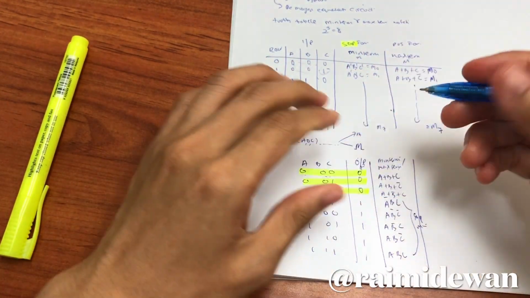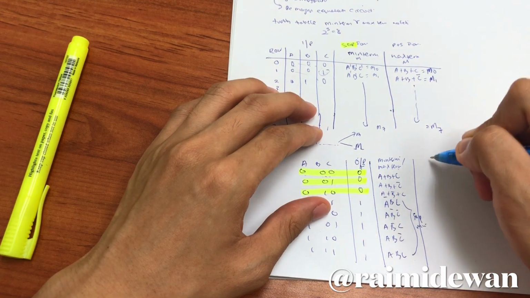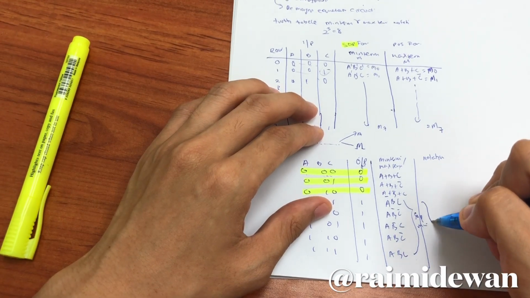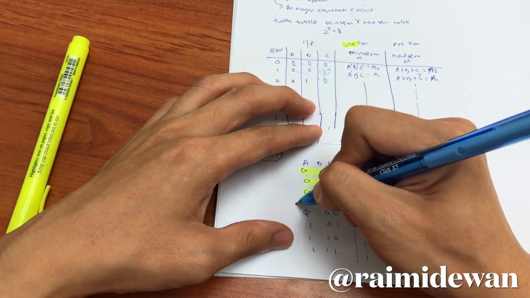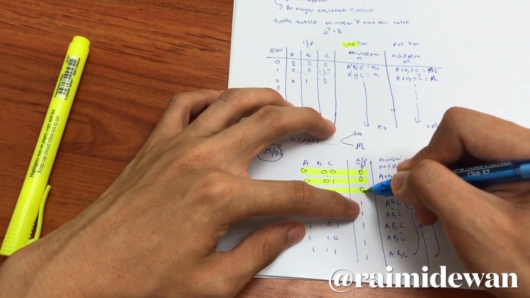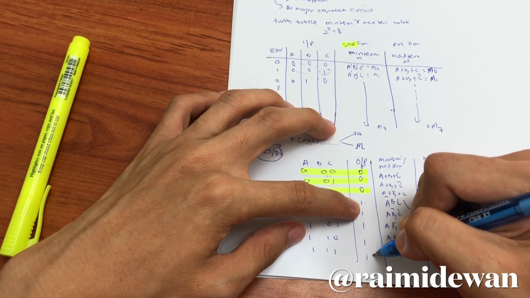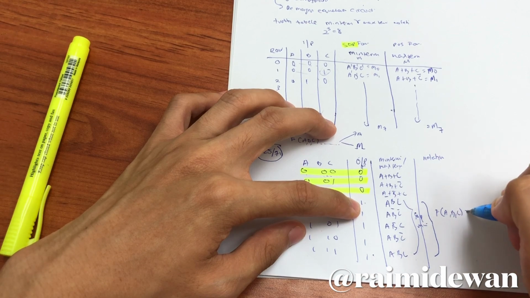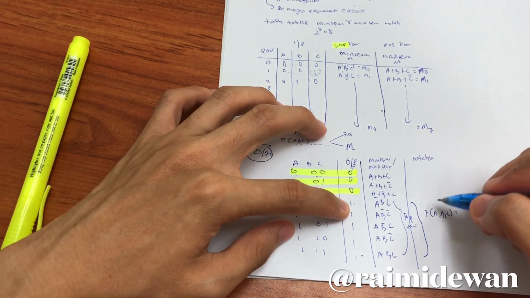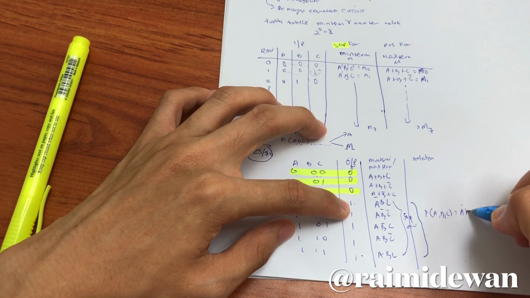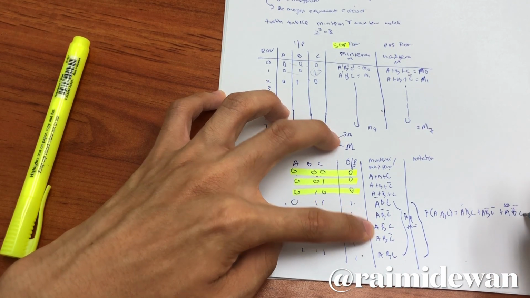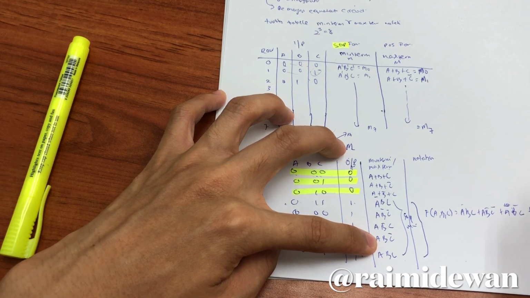When you want to put this into notation, we try to describe this one first. So this one is actually 0, 1, 2. This one is 3 until 7. So you write F of A, B, C, 3 possible inputs. Then you write A bar, B, C plus A, B bar, C bar plus A bar, C plus A, B, C bar plus A, B, C.